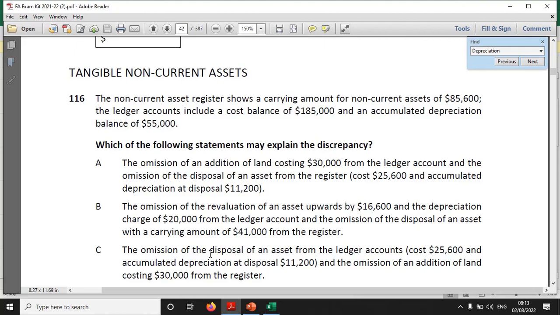B says the omission of the revaluation of an asset upwards by 16,600, and the depreciation charge of 20,000 from the ledger account. So in the ledger account we have got two things. There is 16,600 addition and 20,000 less.